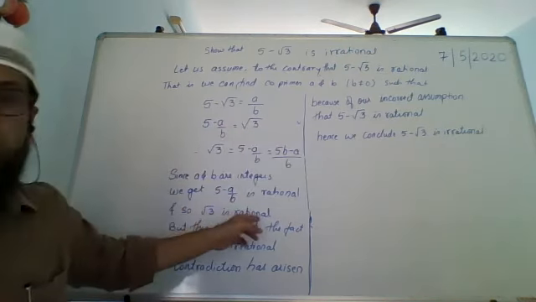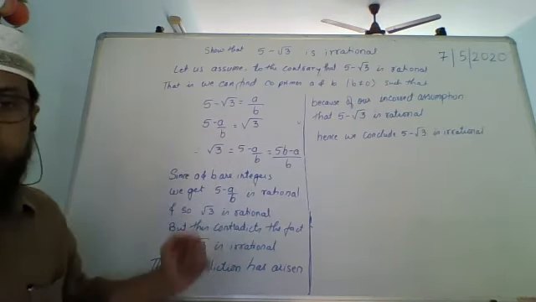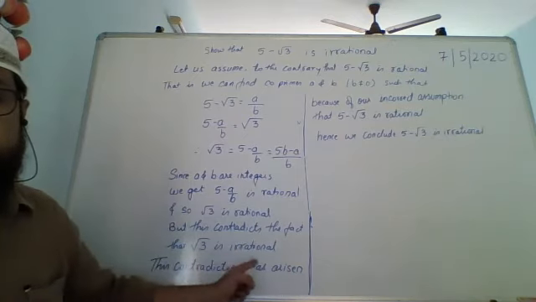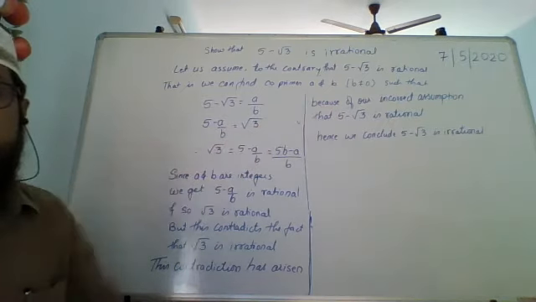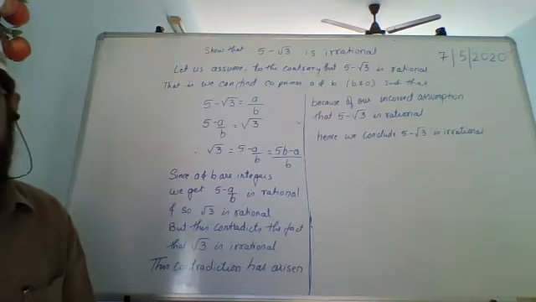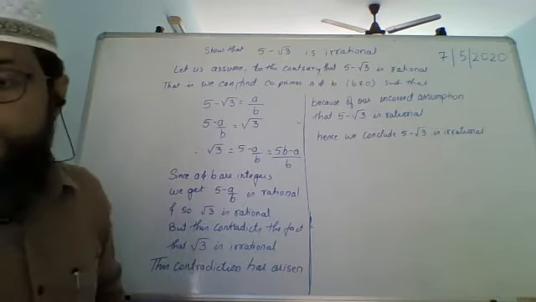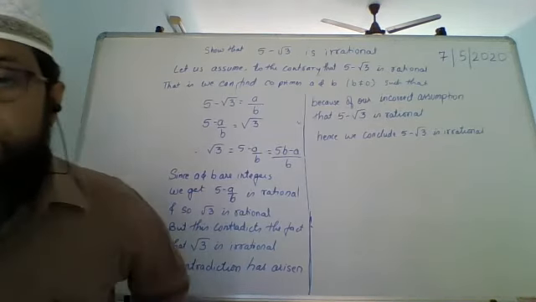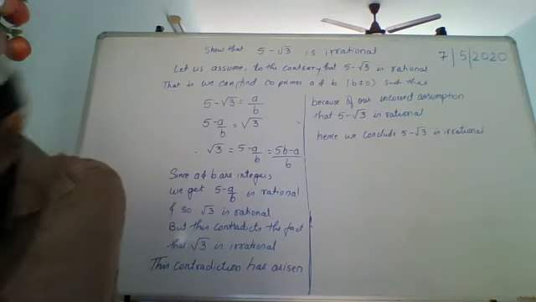So root 3 is rational. But we know root 3 is irrational. So this contradicts the fact that root 3 is irrational. And this contradiction has arisen because of our incorrect assumption that 5 minus root 3 is rational. Hence we conclude 5 minus root 3 is irrational. If you have finished copying, then there is one small sum which we are going to see.